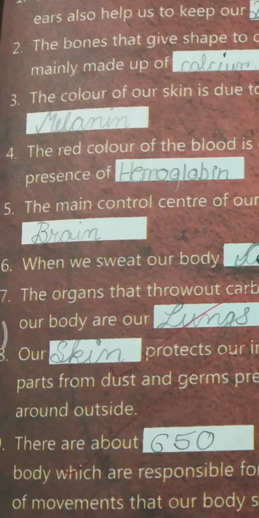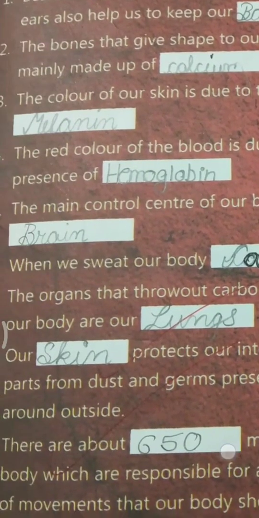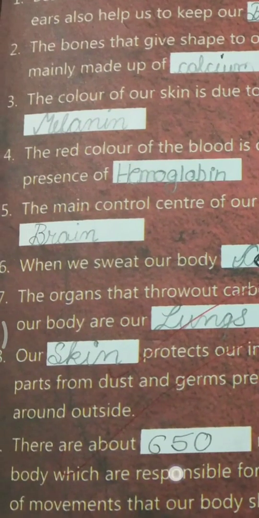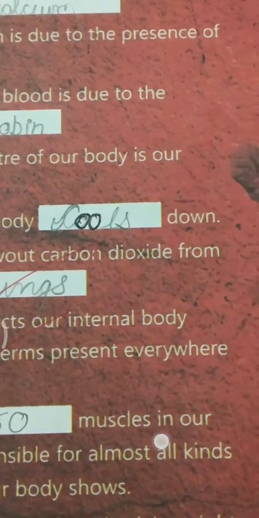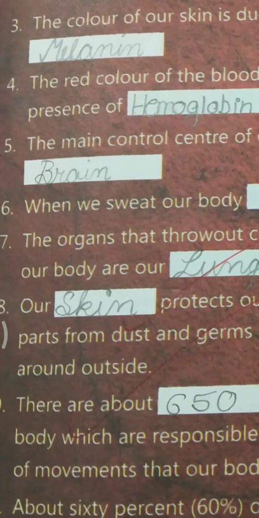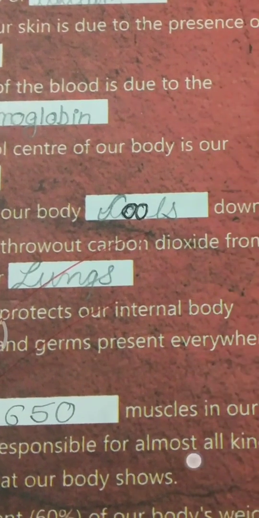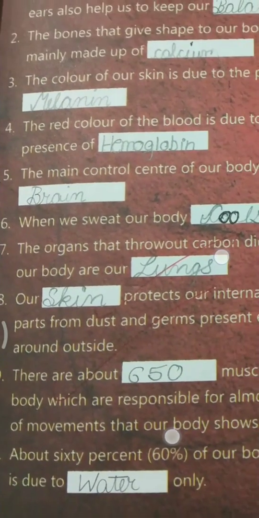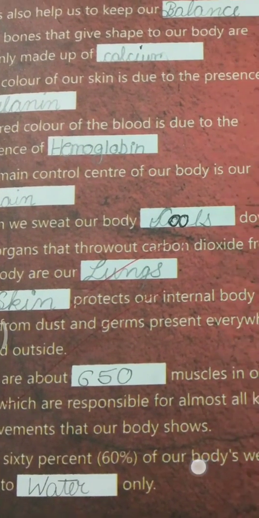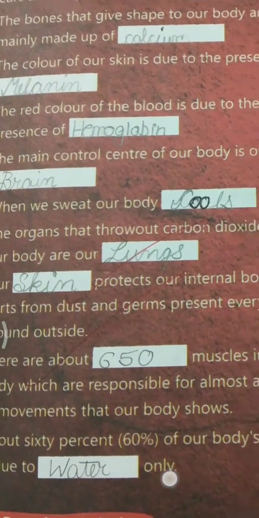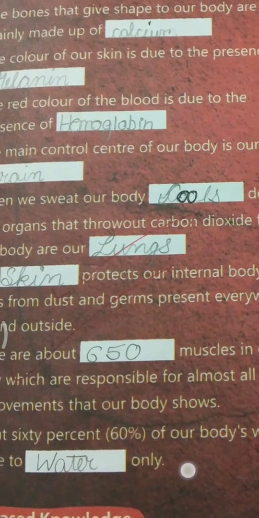Seventh, the organs that throw out carbon dioxide from our body are our lungs. Eighth, our skin protects our internal body parts from dust and germs present everywhere around outside. And there are about 650 muscles in our body which are responsible for almost all kinds of movements that our body shows.